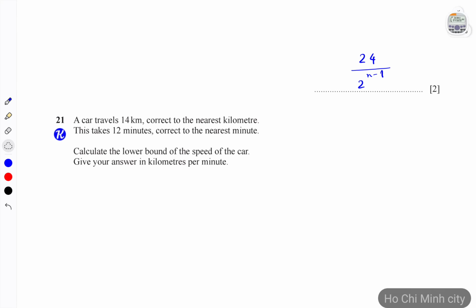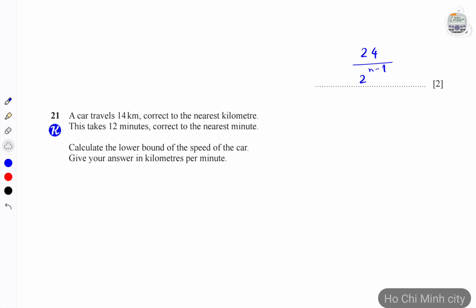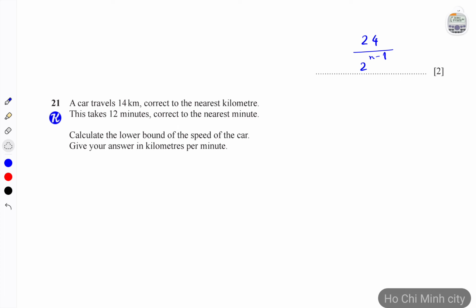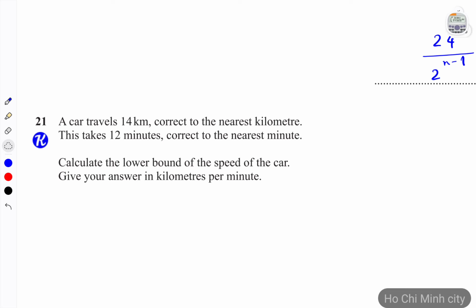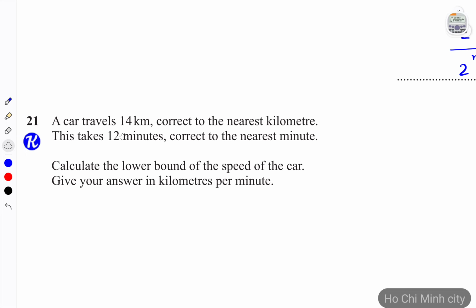Number 21. A car travels 14 kilometers correct to the nearest kilometer. And this takes 12 minutes correct to the nearest minute. Calculate the lower bound of the speed of the car. All right, so we know the distance is 14 kilometers, but correct to the nearest kilometer.